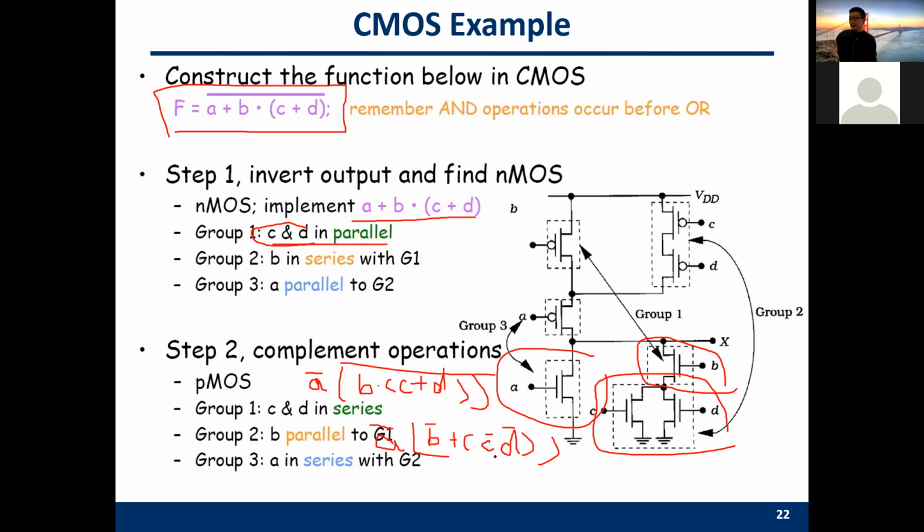Because we have a C bar here, D and a D bar, they are in sequential like this. This is all in parallel. This one is in parallel. And eventually, the whole thing will be in sequential with A. So this is the A. By two-step, we can design first the pull-down network and then the pull-up network.